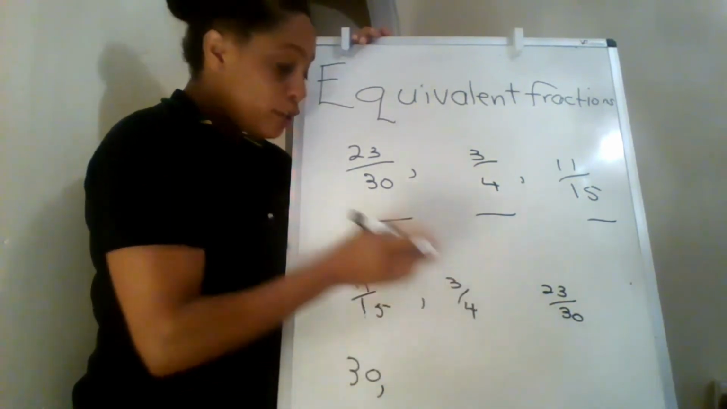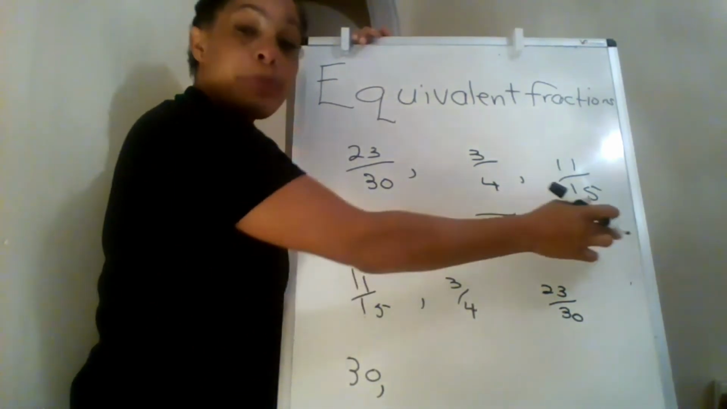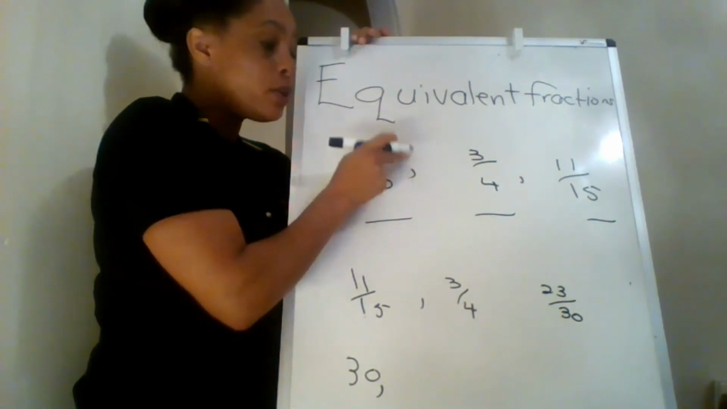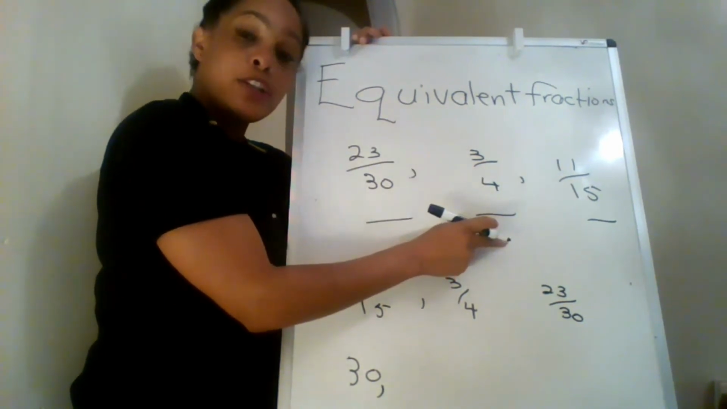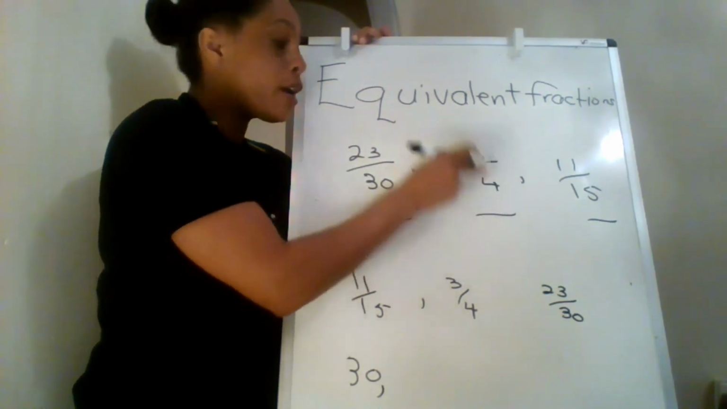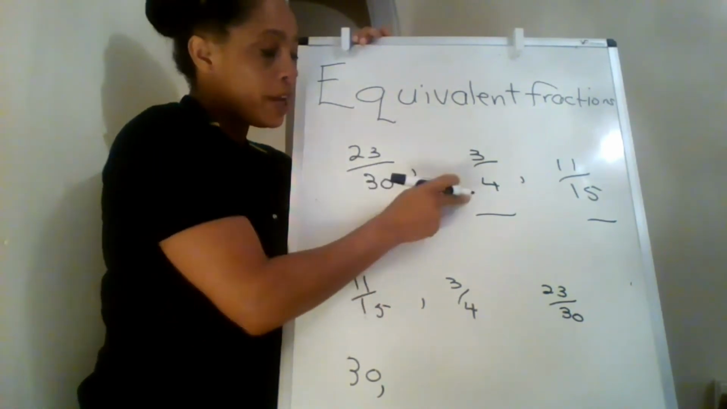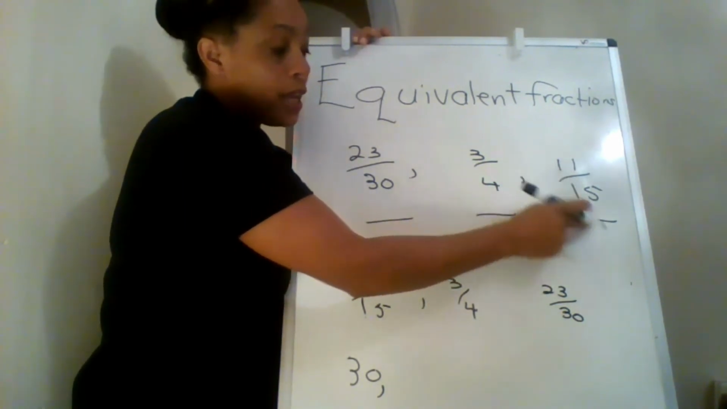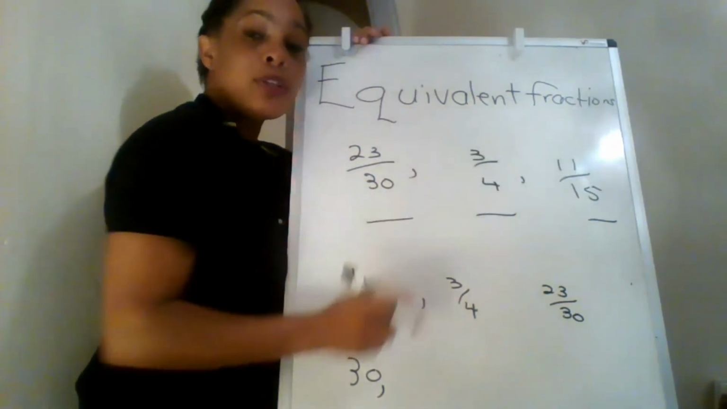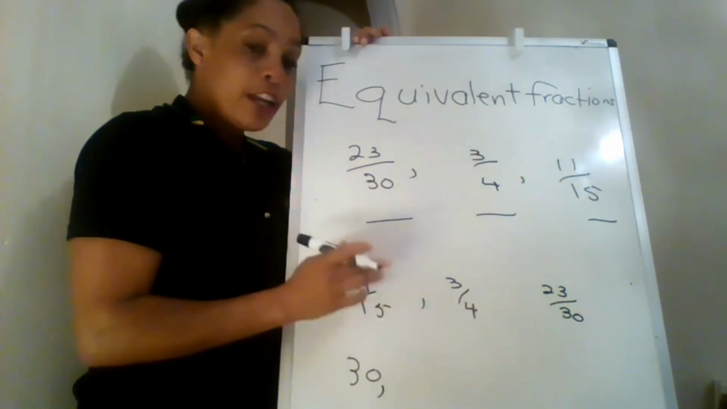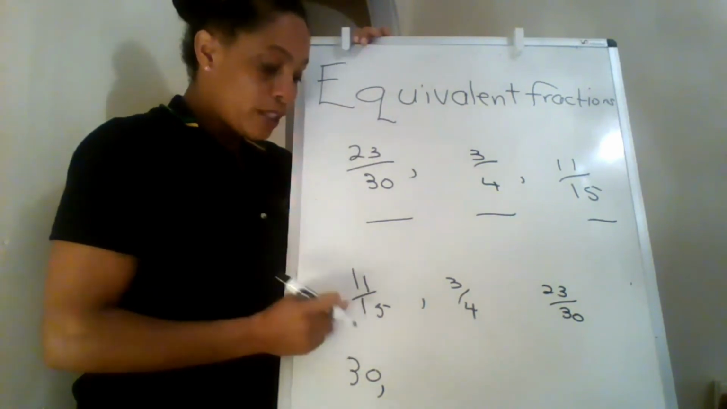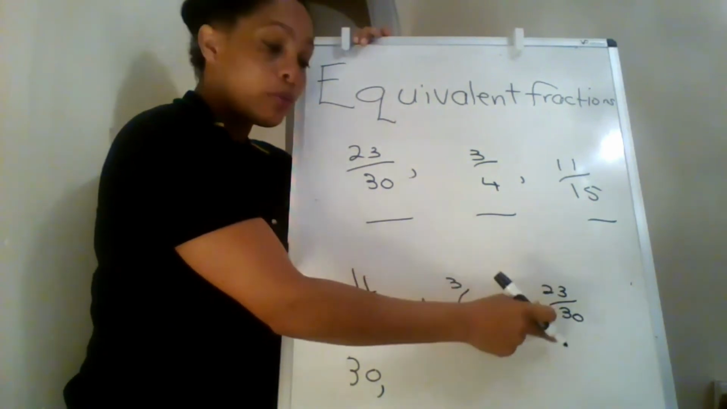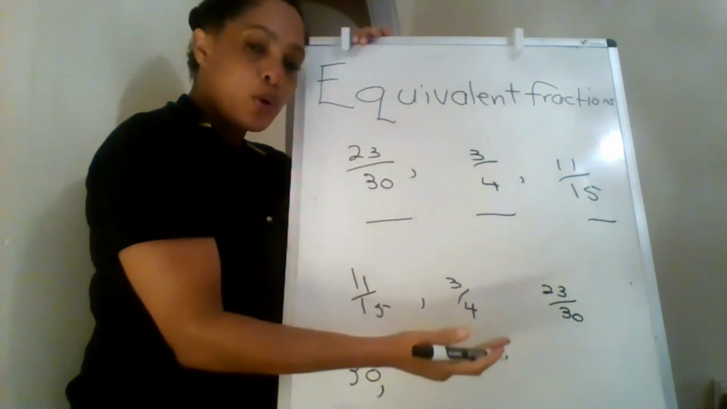When you find that number, that is going to be what your bottom number will be here. Whatever you times the 30 by to get to that, you do the same thing to the top. Whatever you times the 4 by to get to the number that you have found, you do the same thing here. That will be your number here. Same thing here. Whatever number you times 15 by to get to the number that you have there, the same thing you times the 11 by. When you're finished and you check, you will know that you're correct if you get them in the order 11 out of 15, 3 out of 4, and 23 out of 30. So I'm going to leave you to try that one on your own.